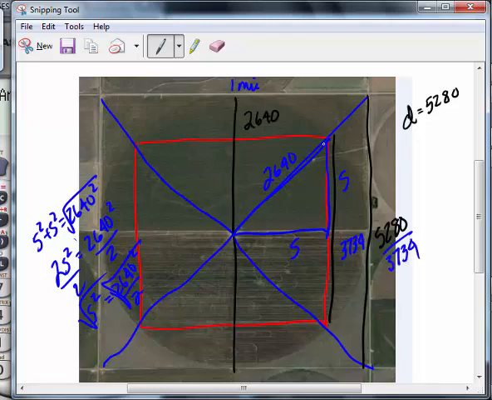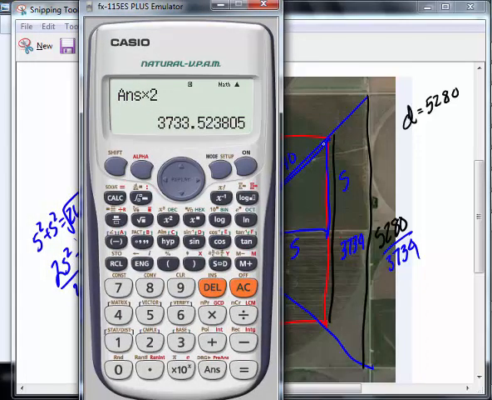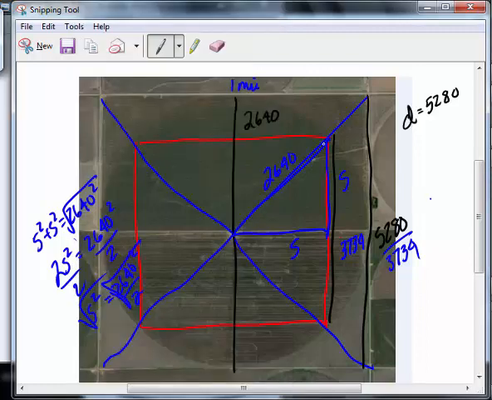So I'm not sure what they mean by how much larger, so let's do it both ways. We can take 5280 minus 3734. That is 1564. So if you subtract, it's 1564.